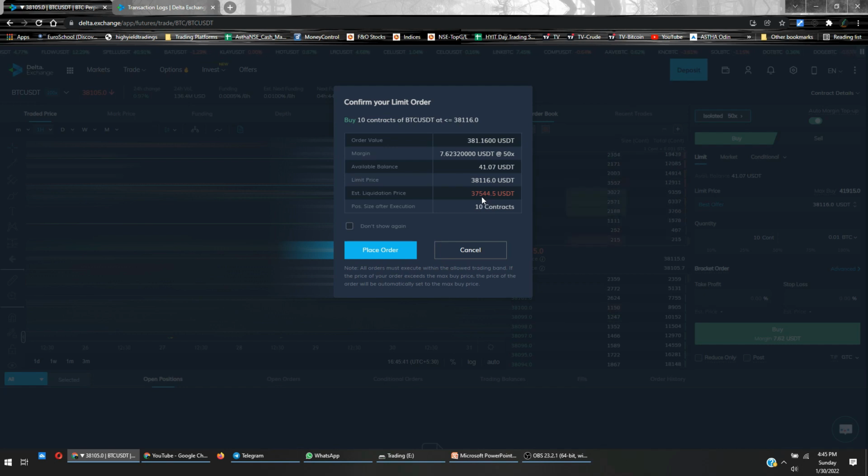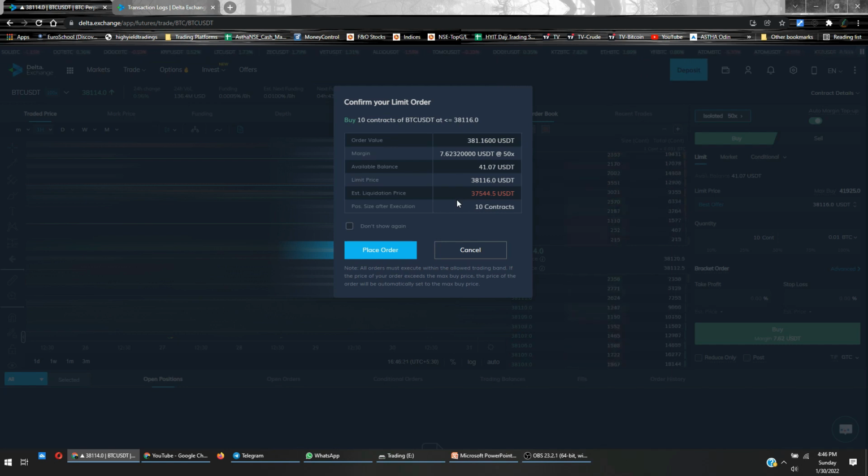Let's say, for example, you have taken up a long position at 38,116 USDT. You have gone long. If the price goes up, you book your profits, it's fine. But if the Bitcoin price starts falling and it falls from 38,116 to 37,544.5 USDT, then your position will be automatically squared off. Remember that. I hope you're clear on this particular liquidation thing.